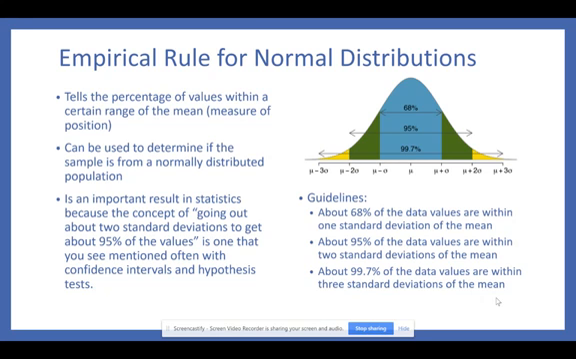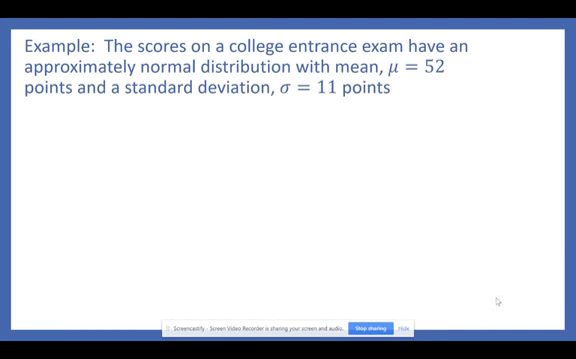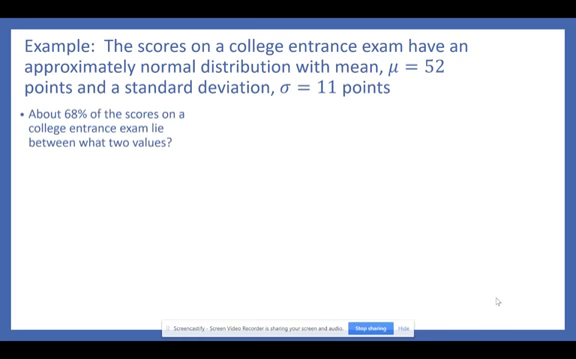So let's take a look at how we can use this empirical rule. It can help us set up some fence posts. There's lots of different applications to it. The scores on a college entrance exam have an approximately normal distribution with a mean of 52 points and a standard deviation of 11 points. About 68% of the scores on a college entrance exam would lie between what 2 values?